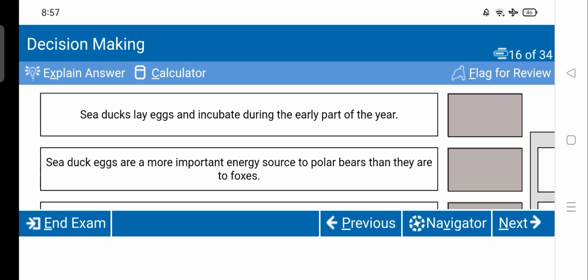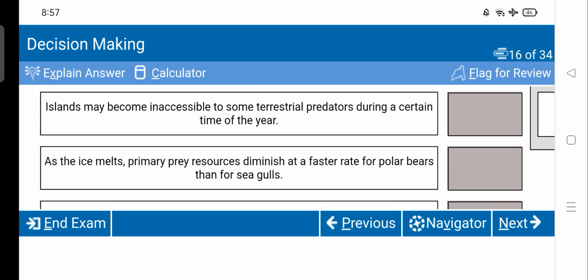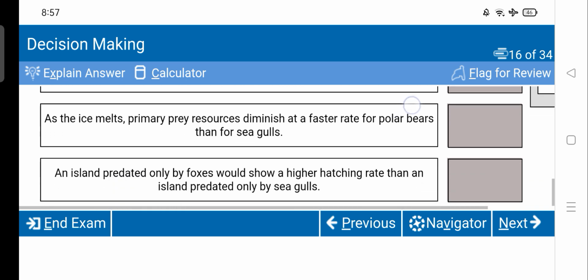First we have sea ducks lay eggs and incubate during the early part of the year. Sea duck eggs are more important energy source to polar bears than they are to foxes. Islands may become inaccessible to some terrestrial predators during a certain time of the year. As ice melts, primary prey resources diminish at a faster rate for polar bears than for seagulls. An island predated only by foxes would show a higher hatching rate than an island predated only by seagulls.